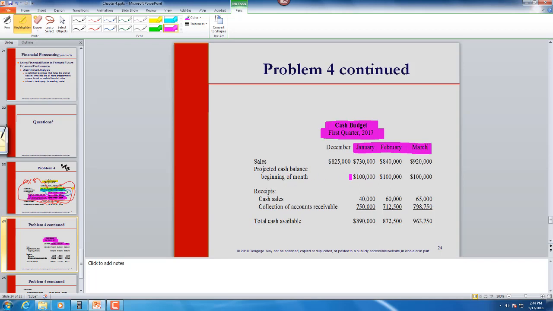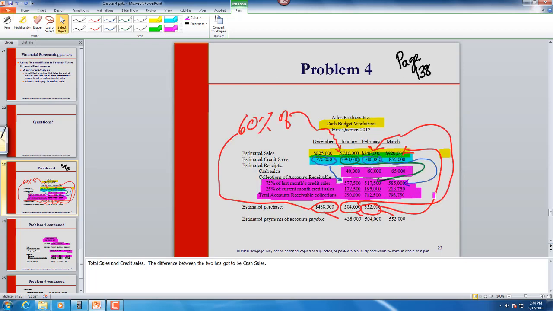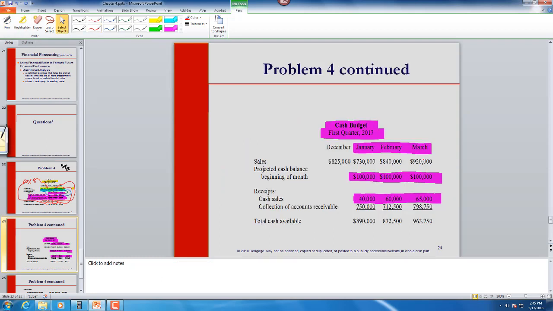Projected cash balance at the beginning of the month, 100,000. This is there always. Cash sales, 40, 60, 65. If you go back to the previous page, 40, 60, 65, you see that? This is what we are talking about, 40, 60, 65.